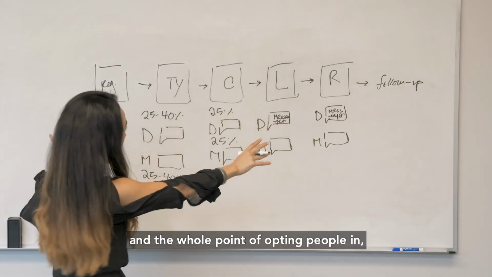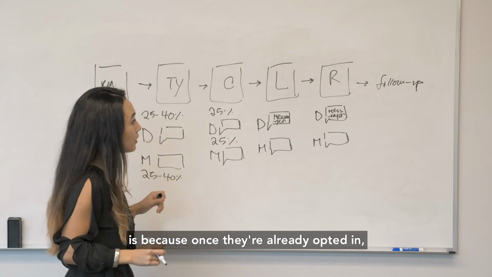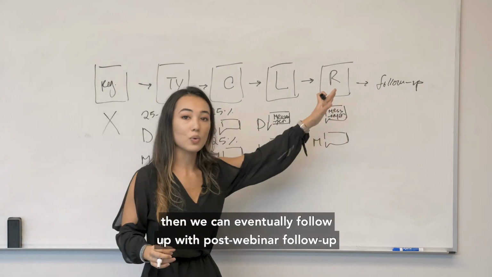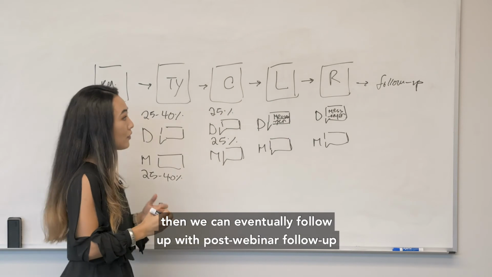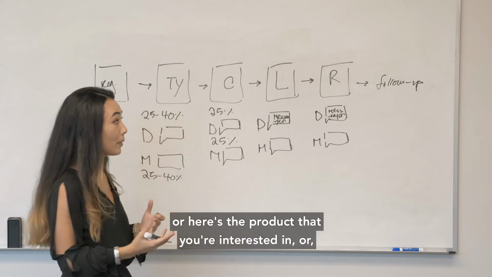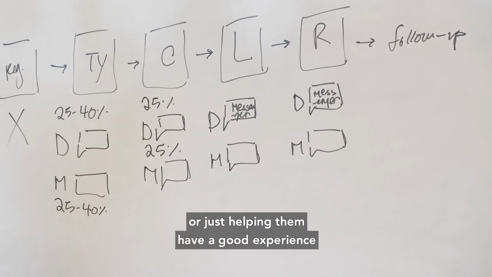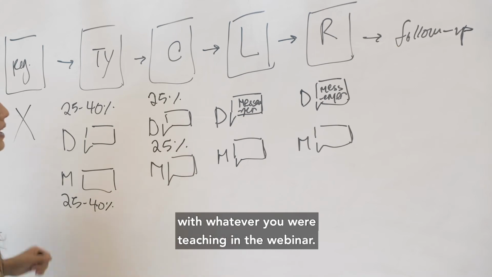The whole point of opting people in as many places as we can is that once they're already opted in, we can eventually follow up with post-webinar follow-up, things like, hey, here's your discount, or here's the product that you're interested in. Or if this is for customers, then maybe you're upselling them or just helping them have a good experience with whatever you were teaching in the webinar.